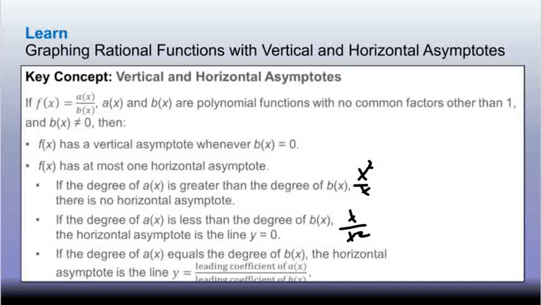And then the third statement says if the degree of a of x equals the degree of b of x, then the horizontal asymptote is the line y equals the leading coefficient of a of x divided by the leading coefficient of b of x. So if x was divided by x, whatever number is in front, so if this was 2x and this was 3x, then the horizontal asymptote would be at y equals 2/3.